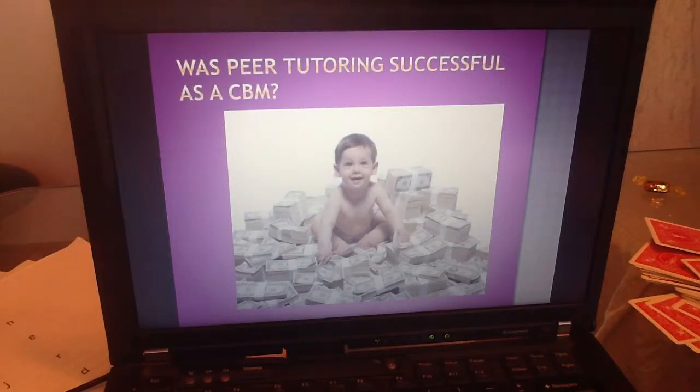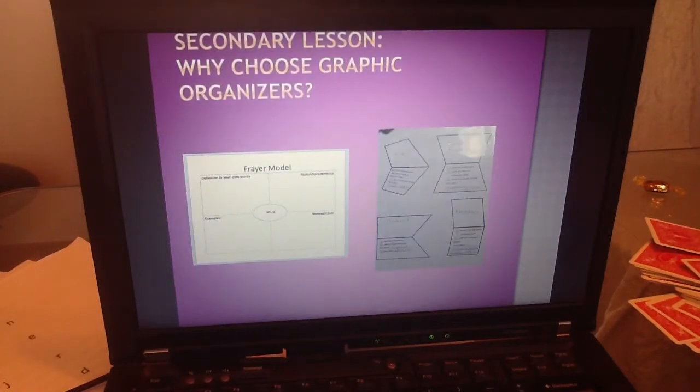While keeping this in mind from my lesson plans in the secondary education unit, I decided to use graphic organizers as my CBM in order to measure the benefit that graphic organizers have in the classroom. Secondary lesson, why choose graphic organizers?